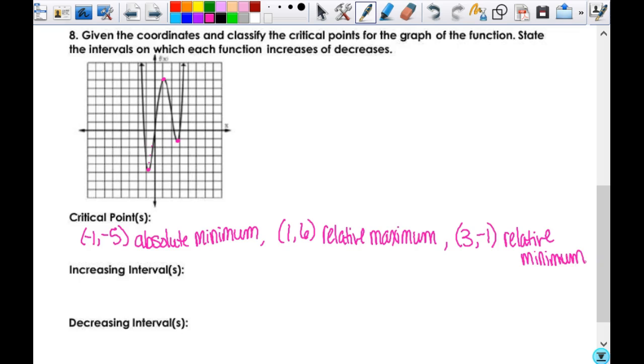A point of inflection would be something that looks like this. That would be your point of inflection. This graph does not have one. That is a point of inflection.